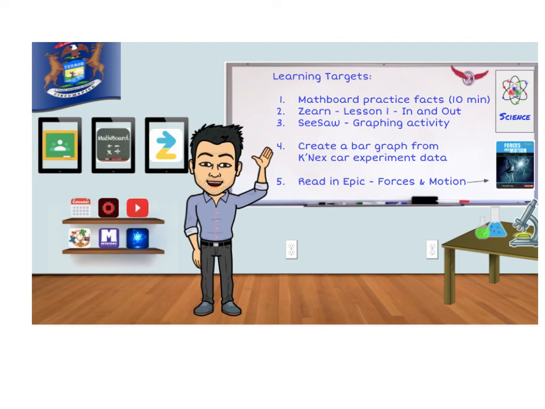Then in Seesaw, you're going to see inside the Activities folder there is a graphing activity. Do that first, so that will help prepare you to create a bar graph from our Connects car experiment data that we have. And then you're going to read an Epic. Forces and Motion is the name of the book. It looks like this.